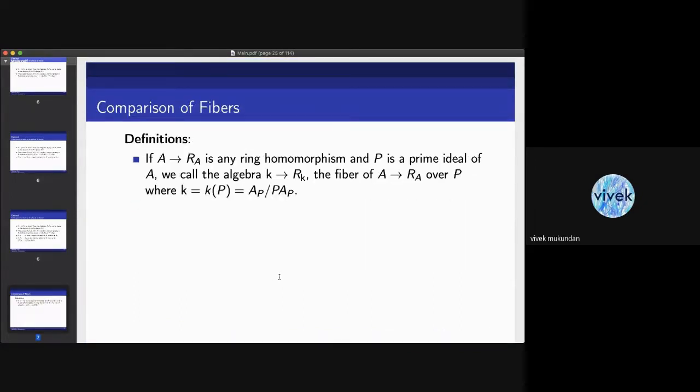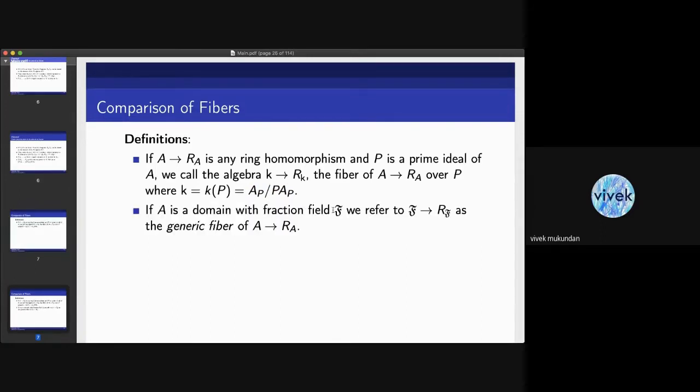And the next comes the comparison of rings. The first step is to descend all your properties from R to R_A, which is a finitely generated A-algebra, where A is a finitely generated Z-algebra. The next step is the comparison of rings. So if you have a map from A to R_A, and P is a prime ideal of A, then we call the algebra from K to R_K the fiber of A to R_A over P, where K is nothing but A_P mod P.